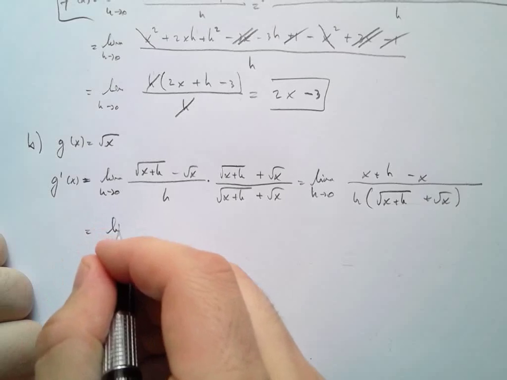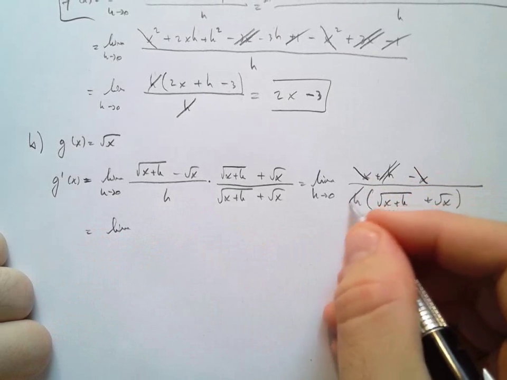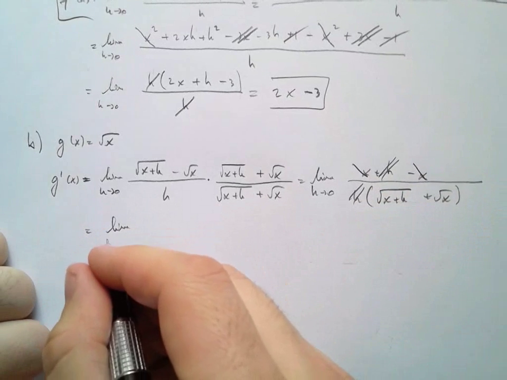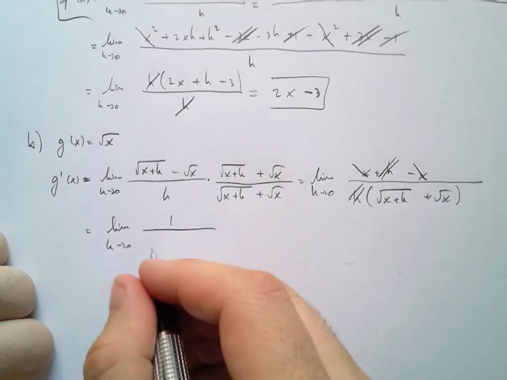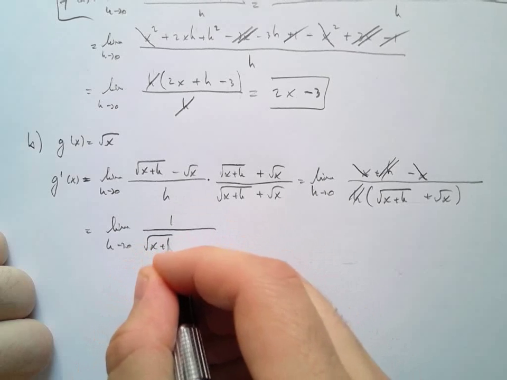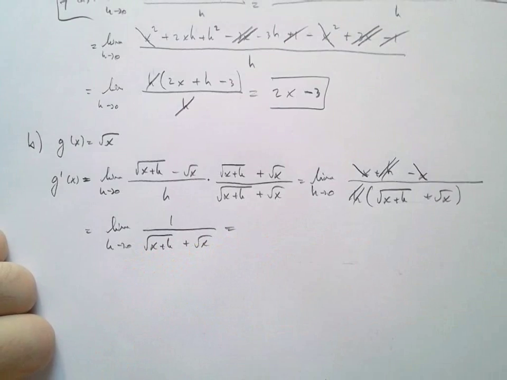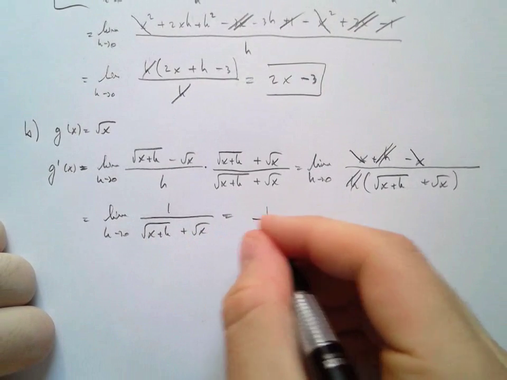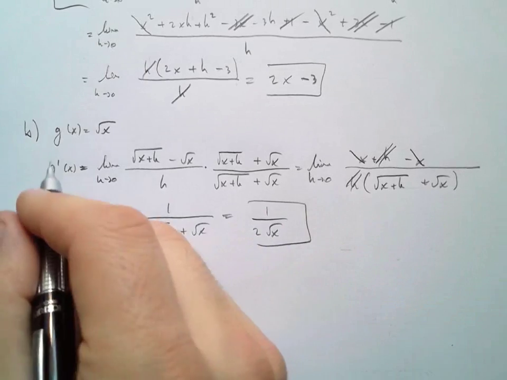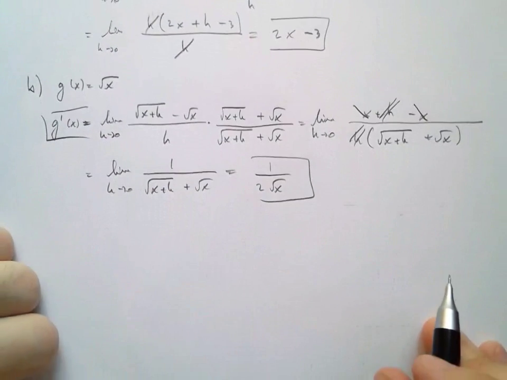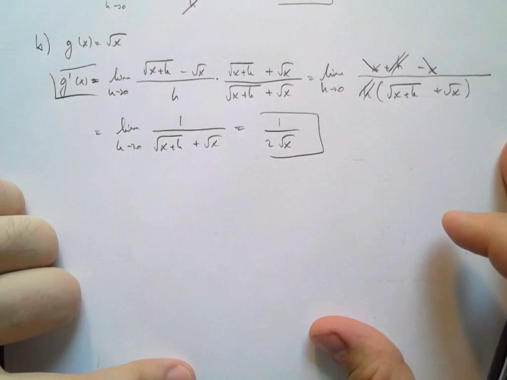Once I cancel the x's and the h's, it's the limit as h goes to 0 of 1 over root x plus h plus root x. Now I can just plug in 0 for h, so I get 1 over 2 root x, which is exactly what the derivative of the square root function should be from the power rule that we're used to using.